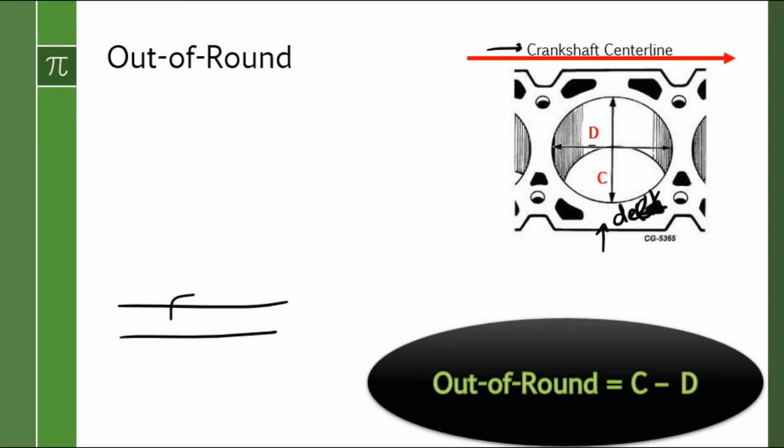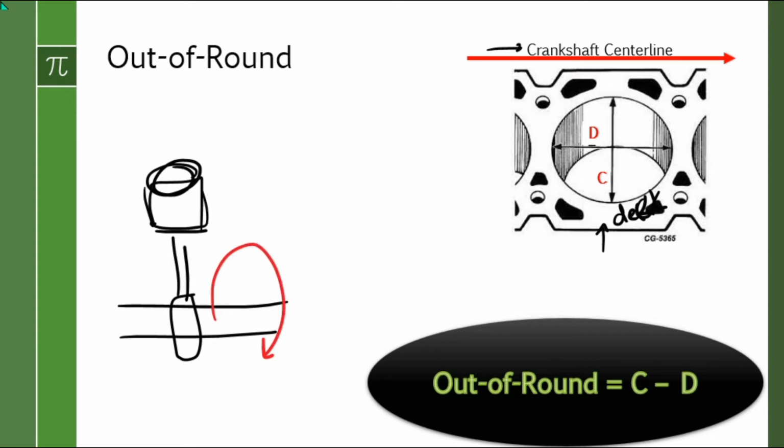Say this is a crankshaft, little bearings, we have a piston, maybe we'll make the top a little round. And what the piston is doing as the crankshaft rotates in the cylinder, it's slamming back and forth, perpendicular at 90 degrees to the crankshaft centerline. So that would be measurement C.